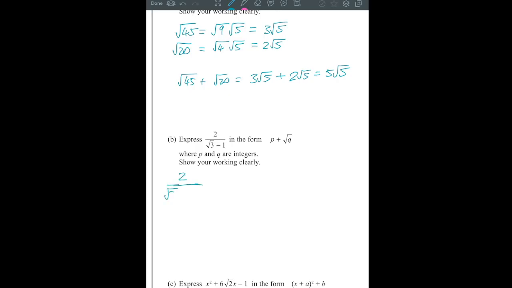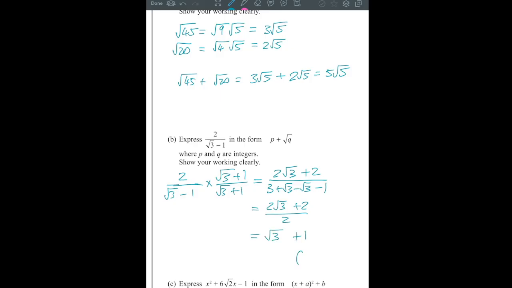So we're going to start with what's given. To rationalise, we multiply the top and the bottom by the conjugate, the same thing but with the sign flipped. On the top it's just a simple bracket, so 2 lots of the root 3 and 2 lots of the 1. The bottom is slightly more complicated. Root 3 times root 3 is 3. We're getting a plus root 3 and a minus root 3 and a minus 1. So that's 2 root 3 plus 2 over 2. The 2s all cancel, so we're left with root 3 plus 1. The p is 1 and the q is 3. It does indeed match the form that the question wanted.